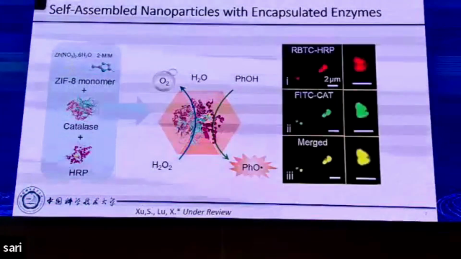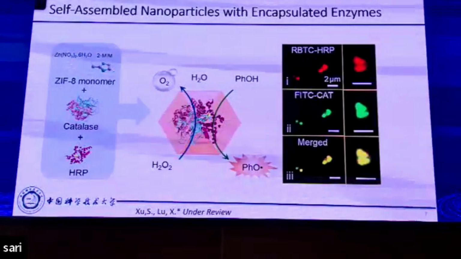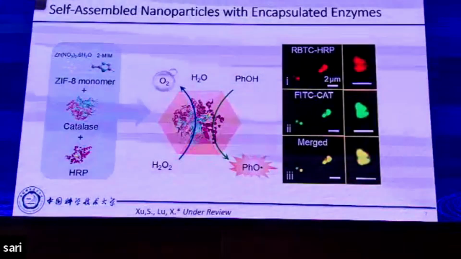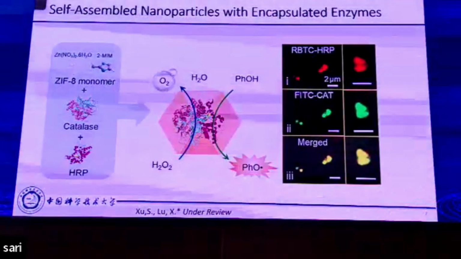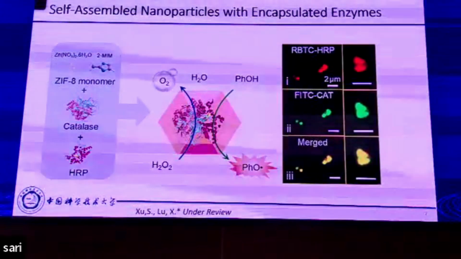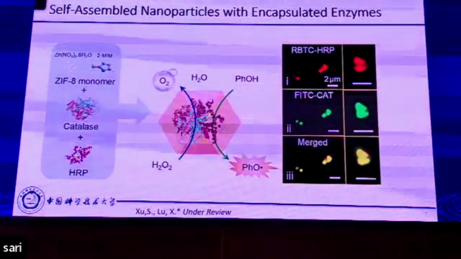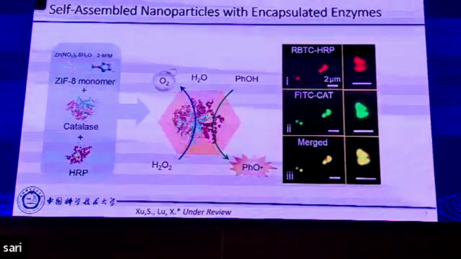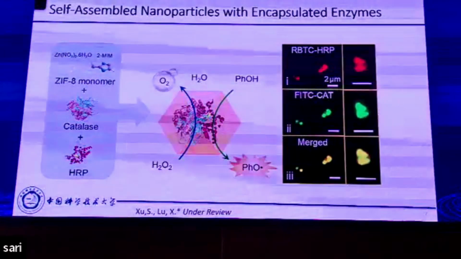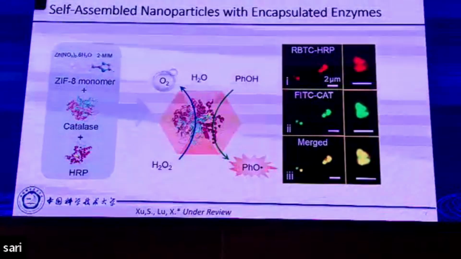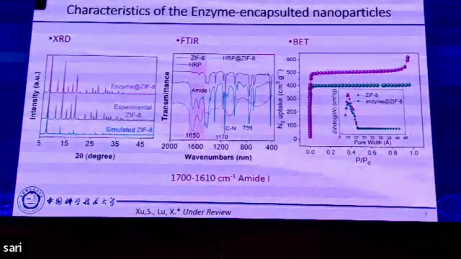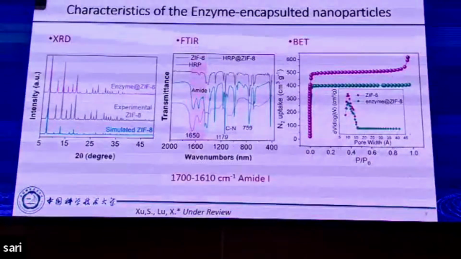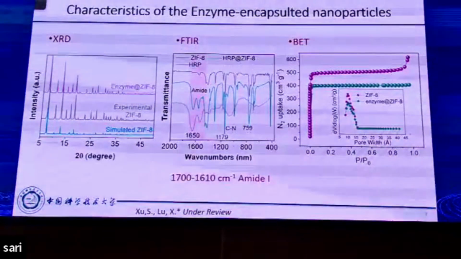After the synthesis, we first verified the presence of the enzymes inside the particles using a fluorescence technique. We can see that both enzymes, HRP and CAT, are evenly distributed in the particles, which is a good sign. After that, we also did some material characterization using XRD, FTIR, and BET.